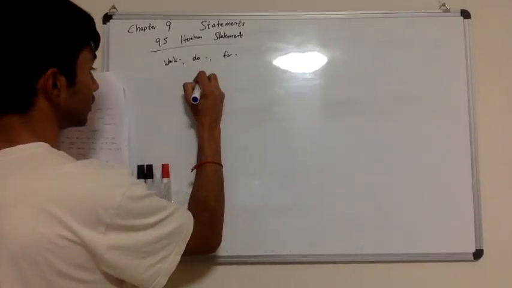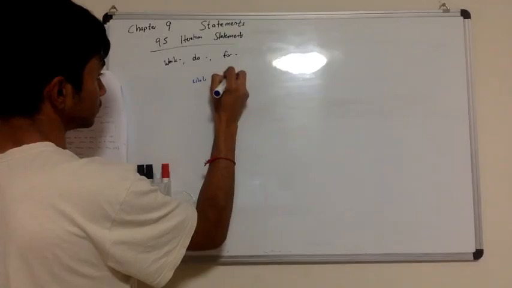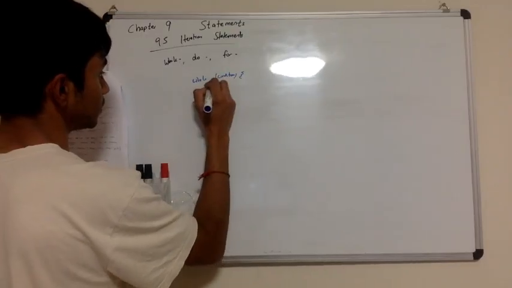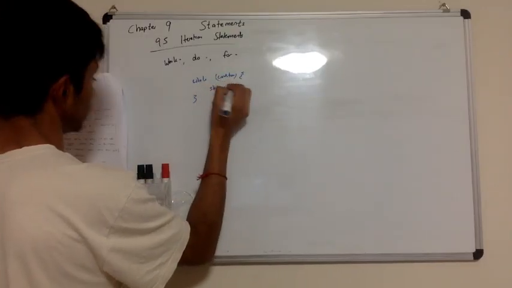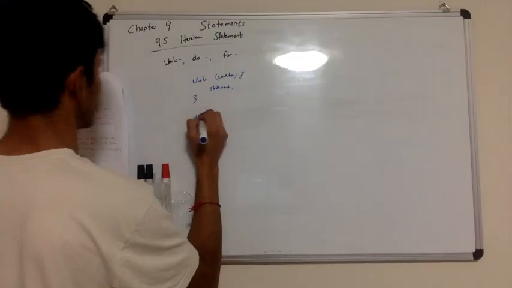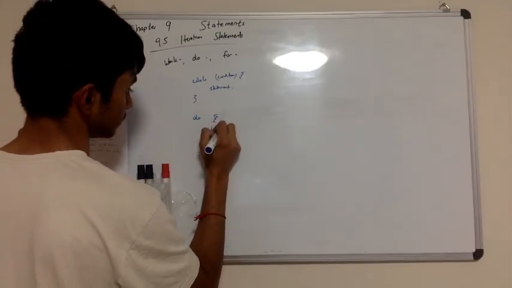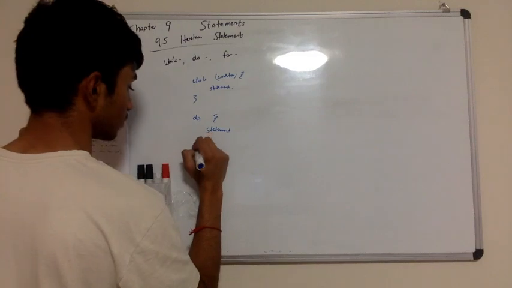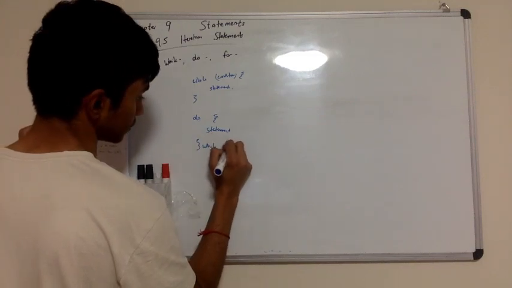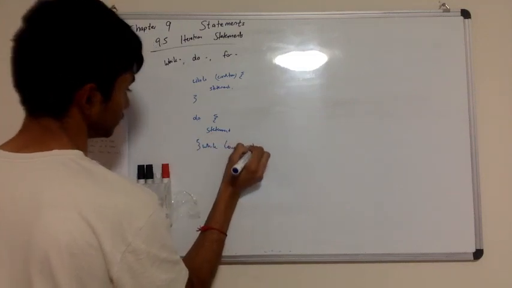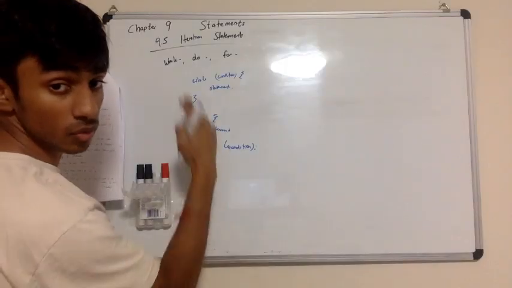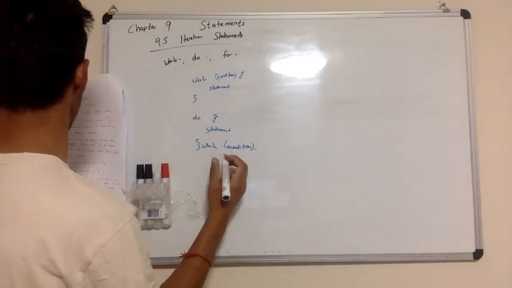So, while some condition, do some statement block. And then do while, or do, looks very similar, except it's do some statement, while some condition. Right, so while, then this, and then do, then while.